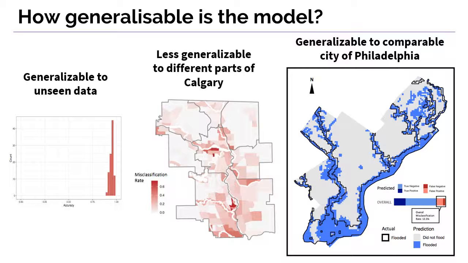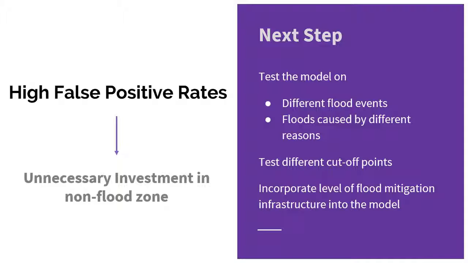When applied to Philadelphia, a city which faces flood threats from both the Schuylkill and Delaware Rivers, the model predicts similarly well. The conservative approach we took results in high false positive rates for the outcomes of the model, indicating that unnecessary investment would be made in areas that would not flood.